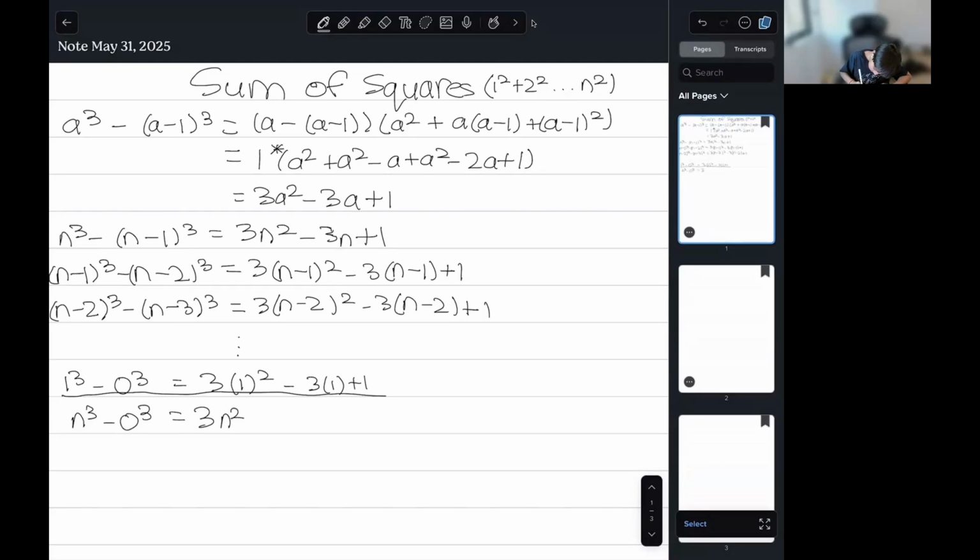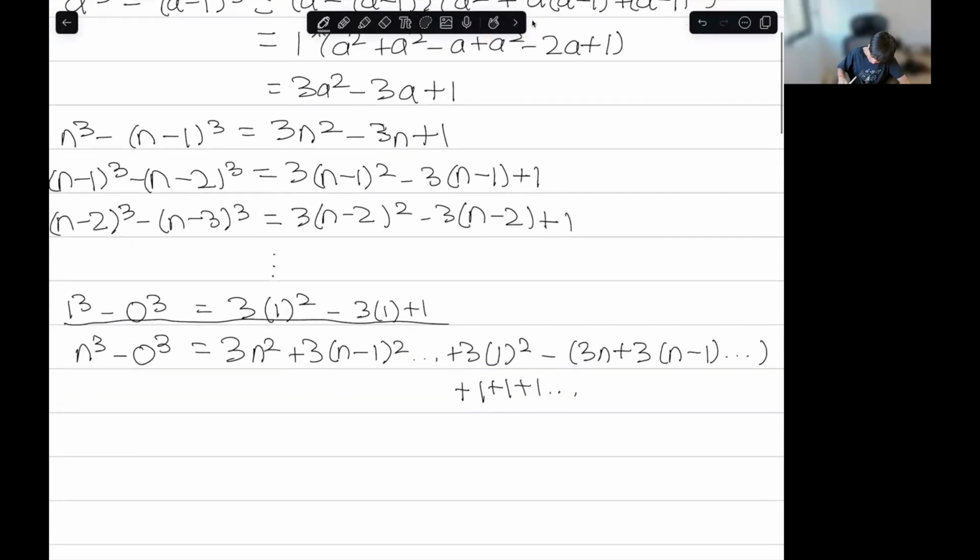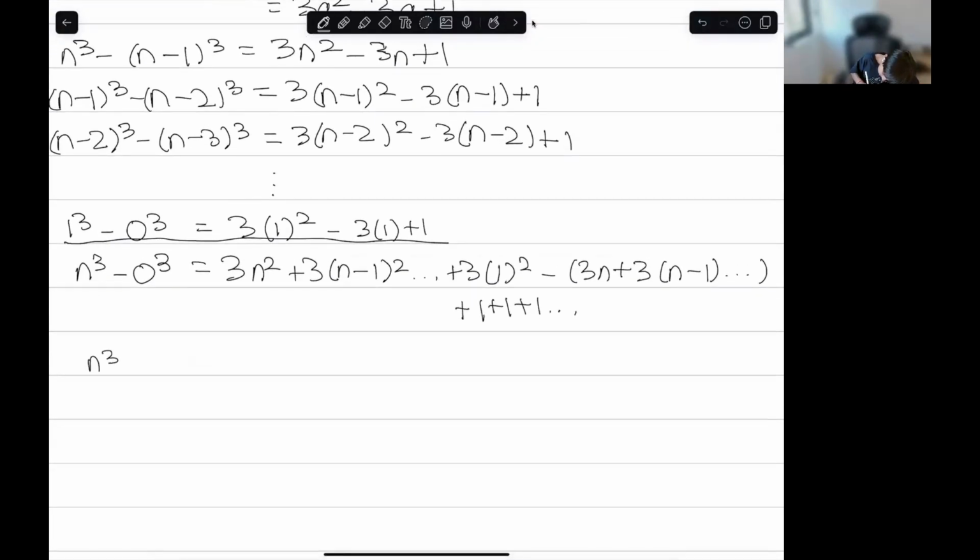3n squared plus 3(n minus 1) squared plus ... plus 3 times 1 squared, minus 3n, minus 3(n minus 1), and then add 1 plus 1 plus 1. So we're now going to use sigma notation, and we're going to get that n cubed is equal to 3 times the sigma of i equals 1 to n of i squared.